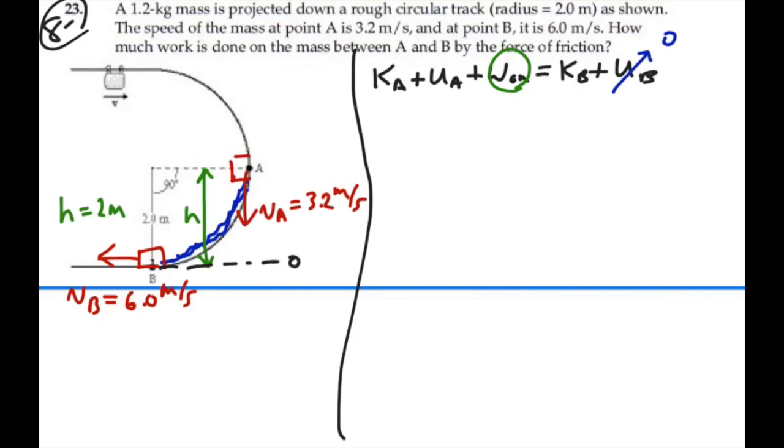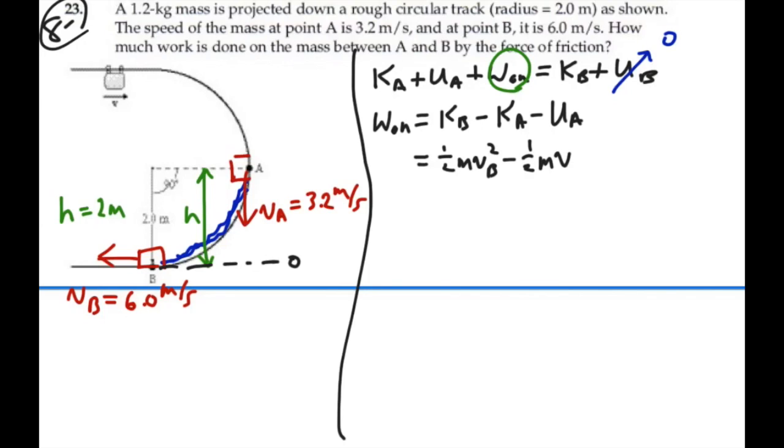So, solving for that, the work done along the way is equal to the kinetic energy at B minus the kinetic energy at A minus the potential energy at A. And that is going to be 1/2 mass times velocity at B squared, minus 1/2 mass times velocity at A squared, minus mg times the height at A.